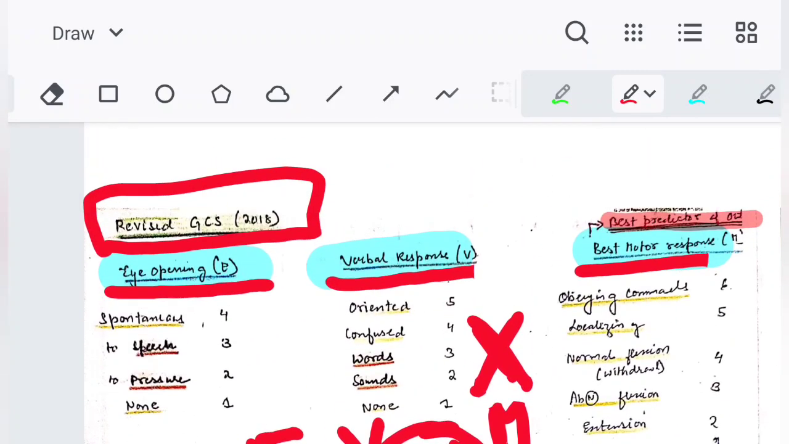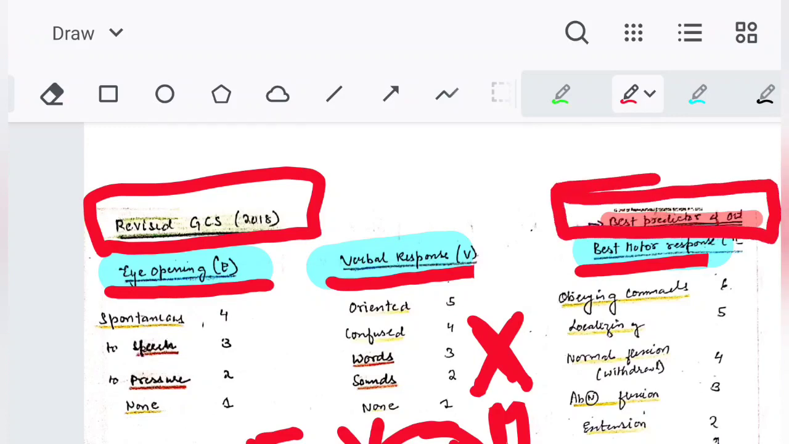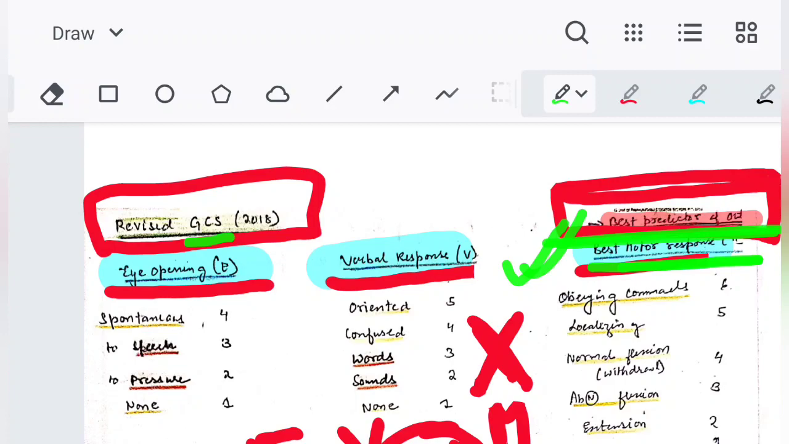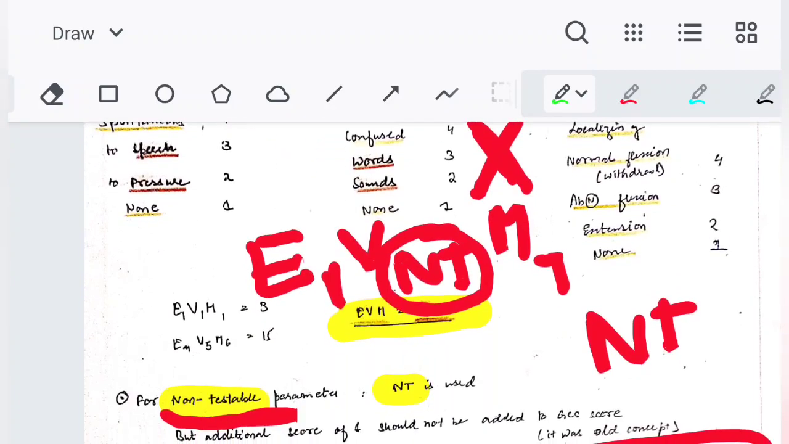Okay. Now another question that comes in entrance exams is, what is the best predictor of outcome? The best predictor of outcome in the GCS is the motor response. The motor response gives the best predictor of the outcome in the GCS score.